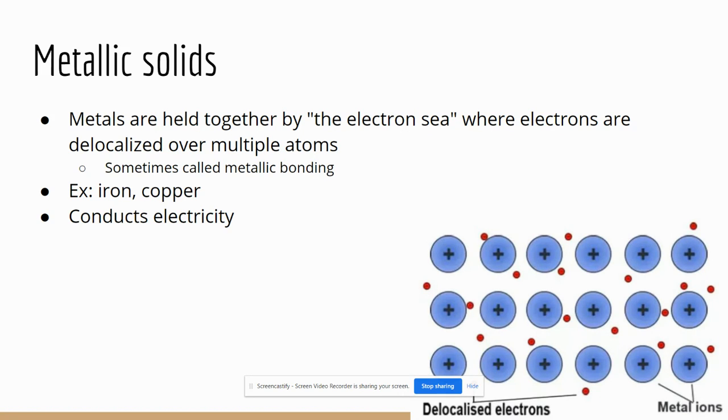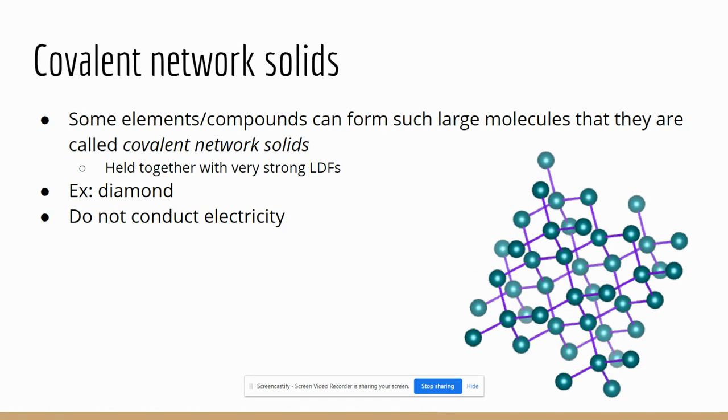The third type of solid is a metallic solid. These are held together by what is sometimes called the electron sea, which just means that electrons are delocalized over multiple atoms and it holds the atoms together. Sometimes you'll hear it called metallic bonding. I don't really like that term because to me, bonding is constructive overlap of atomic orbitals, and that's not what's happening here. But what's important is that it is held together by this delocalized sort of bonding of sorts. Iron or copper are examples of this, and this conducts electricity. As I'm sure you're aware, wires all conduct electricity, but it conducts electricity because we have mobile charged particles, specifically the electrons. Pause here. You do not need the picture.